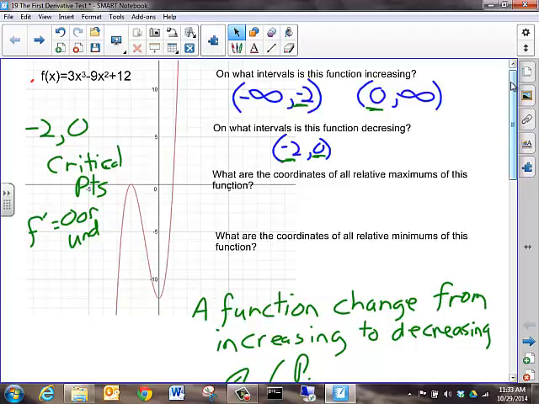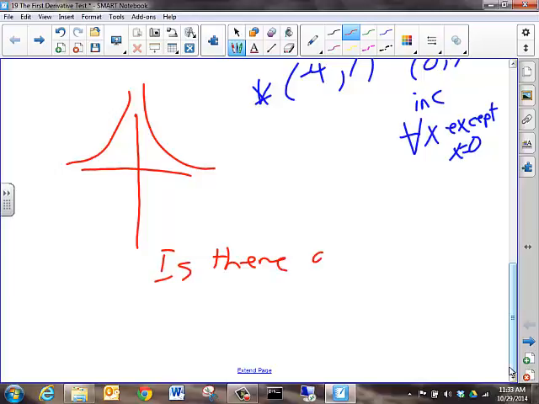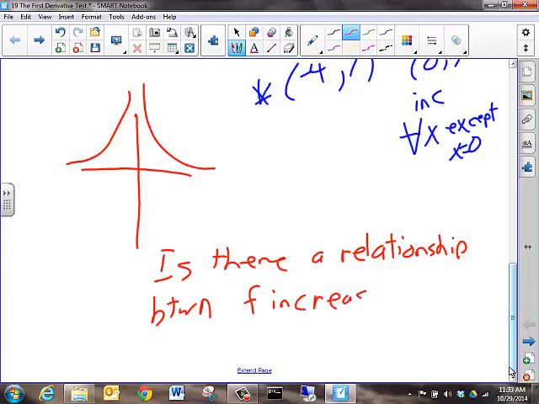Is there a relationship? Let me write it down so maybe I can say it. Is there a relationship between f increasing and decreasing and max and mins?